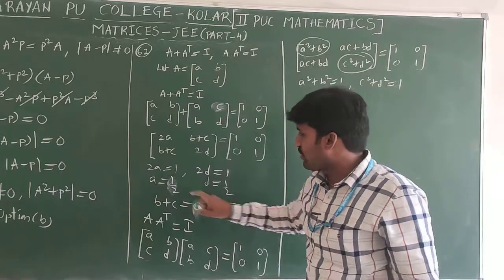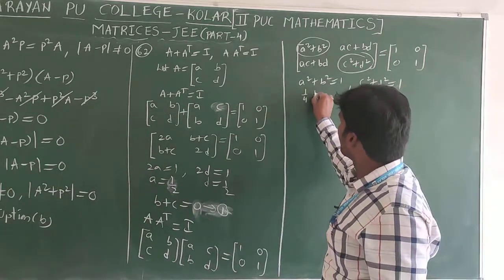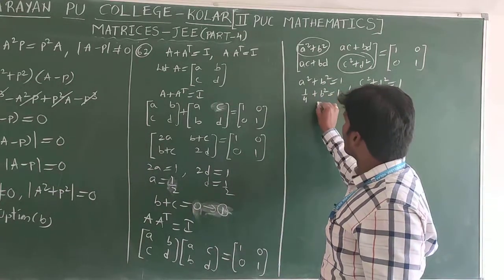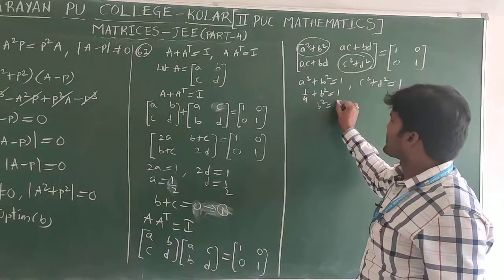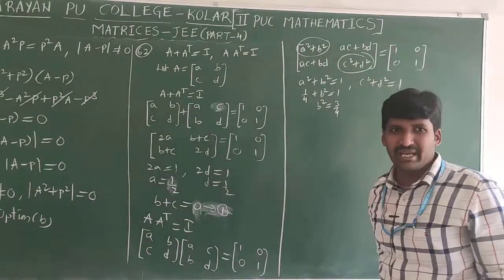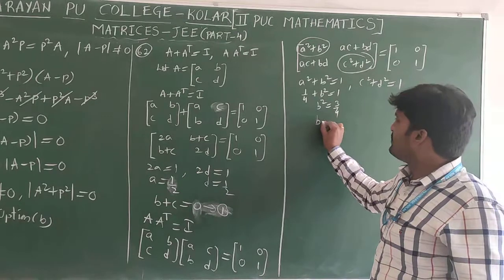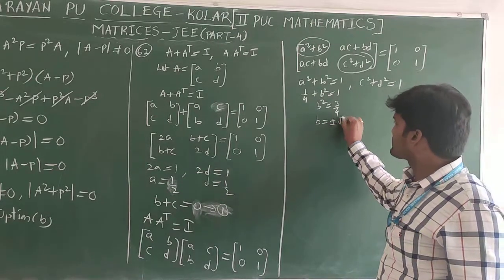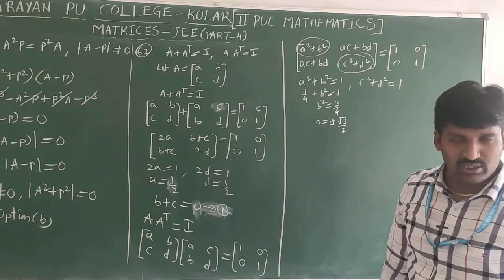A value, how much is there? 1 by 2. 1 by 2 whole square is 1 by 4. Plus B square equal to 1. B square equals 1 minus 1 by 4. How much will you get? 3 by 4. From this, B you can take either plus or minus root 3 by 2. Both are real numbers only.